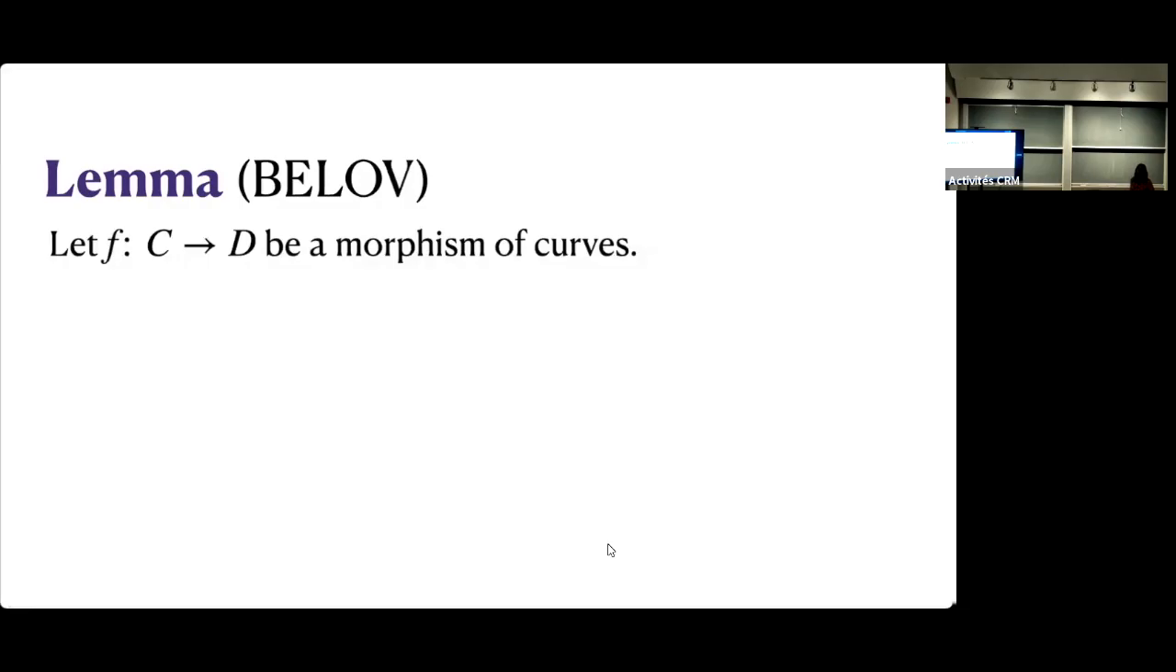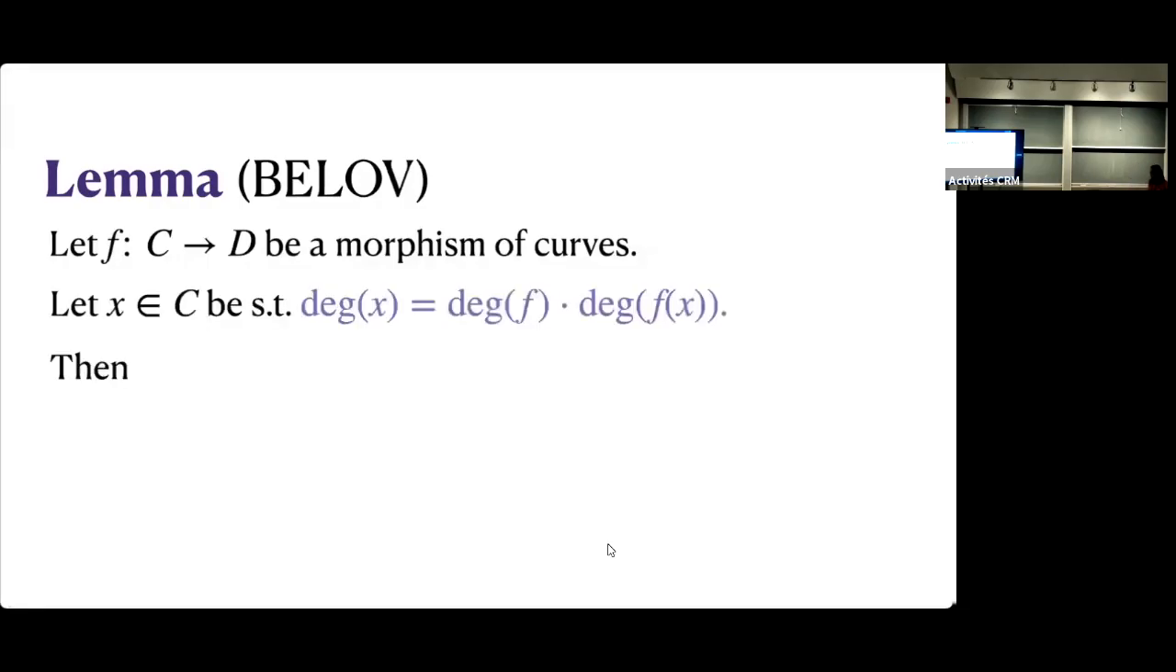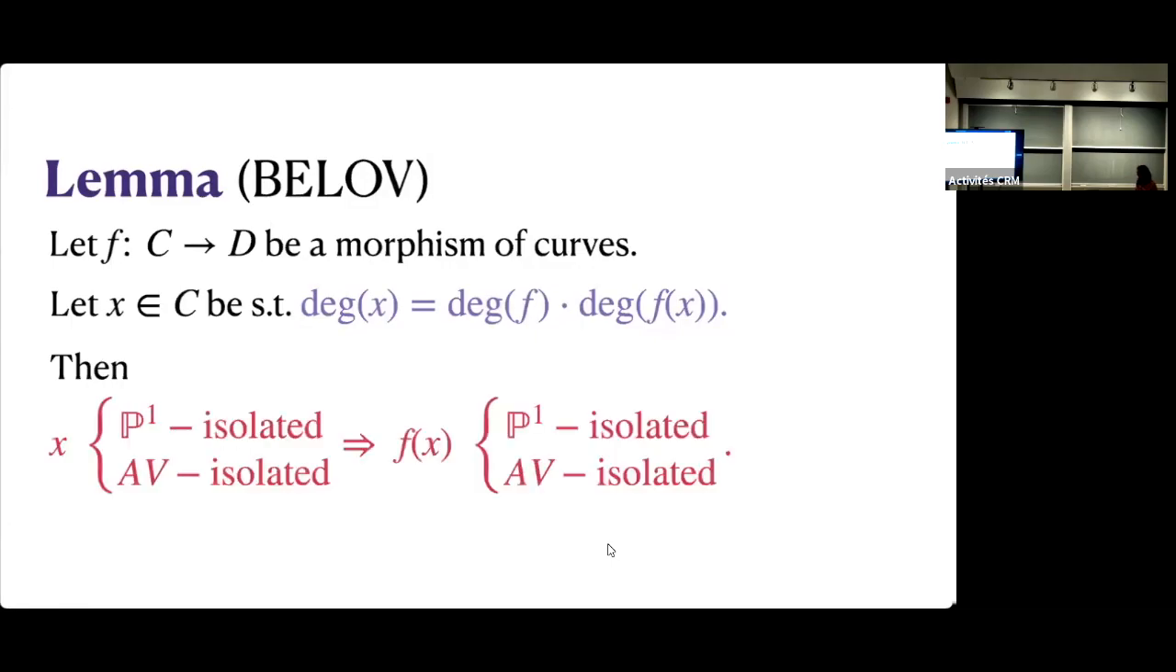Okay, so let's take a morphism of curves. What we prove is that if you have a point on your source curve and it satisfies this condition, which you should think of as its degree being as large as it possibly can be, given the degree of the image and the degree of the map, then the property of being isolated is preserved by this morphism. So if you started with an isolated point, it pushes down.